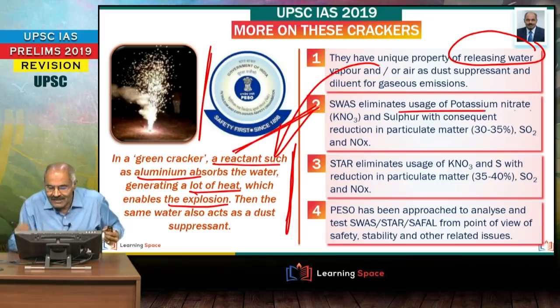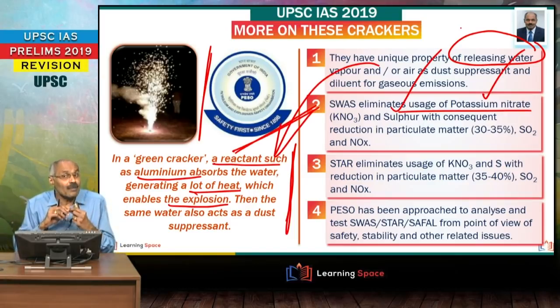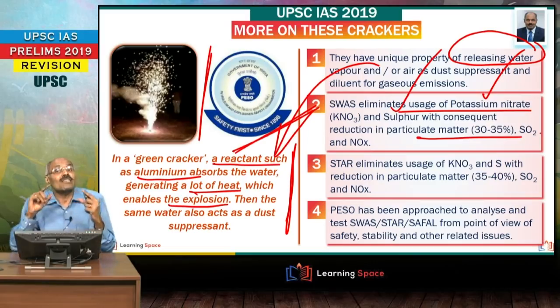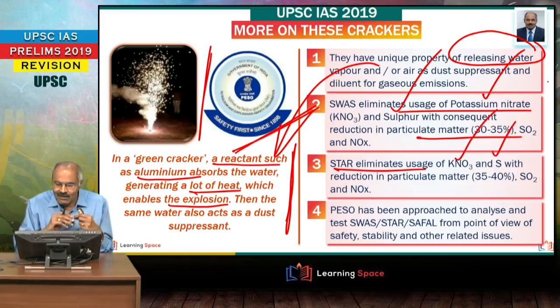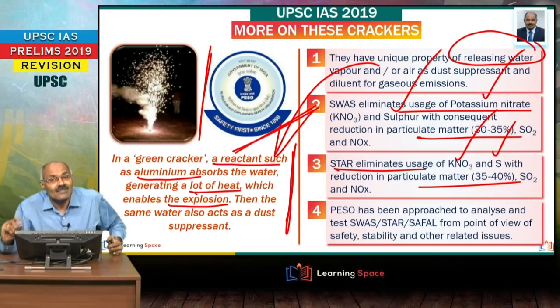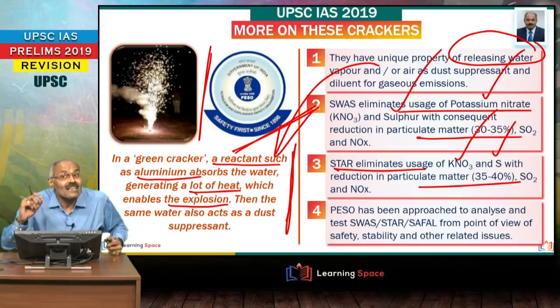Friends, SWAS eliminates potassium nitrate and sulfur, and because of that what happens? The particulate matter will be reduced by 30 to 35%. And if you look at STAR, that eliminates potassium nitrate and sulfur, because of that particulate matter will be reduced by 35 to 40%. Right friends, this is about these green crackers.